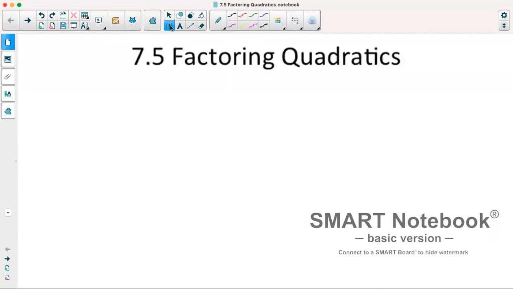Hi, today we are looking at section 7.5, which deals with factoring quadratics. Now, we've already gone over one way of factoring, which was product sum.